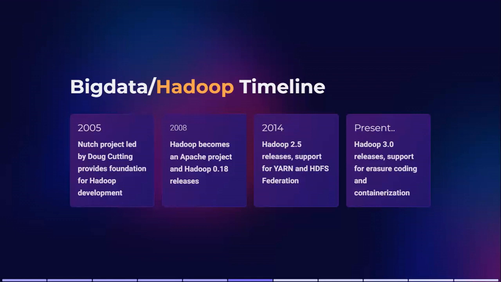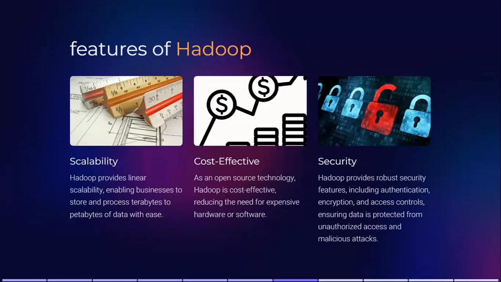Between before 2.x and after 2.x, a lot of changes happened to the Hadoop framework, which gives some more power to Hadoop to process the data. And presently the Hadoop 3 version is available in the current market, and most organizations are using Hadoop 3. Coming to the features, it has scalability, cost efficiency, and security.